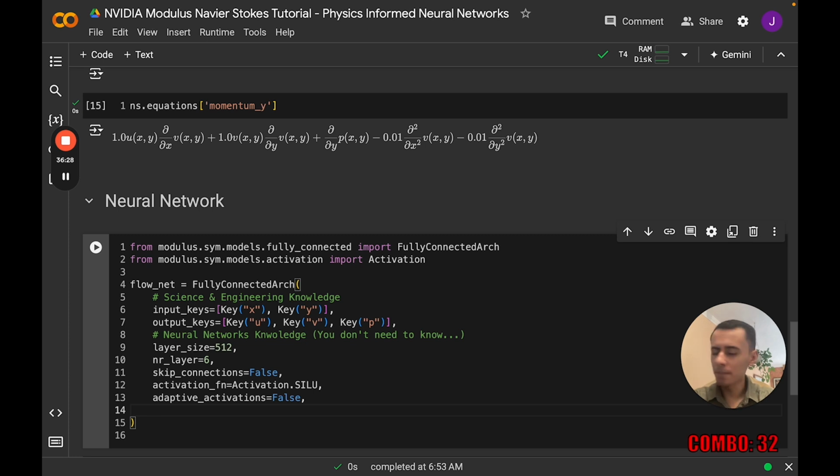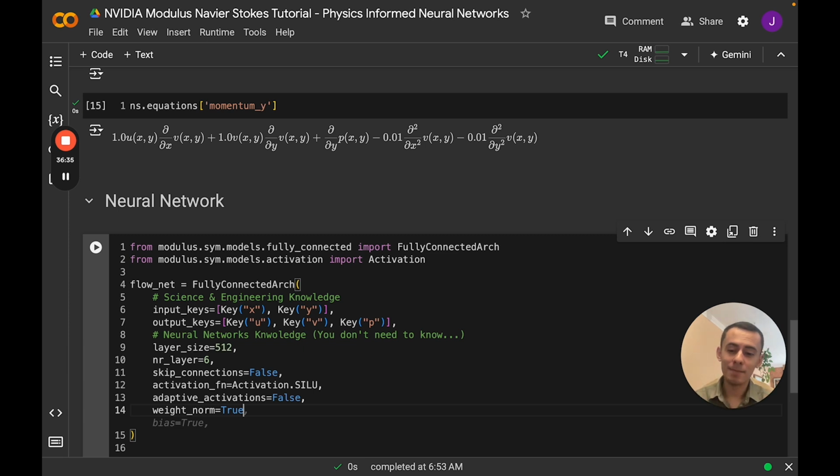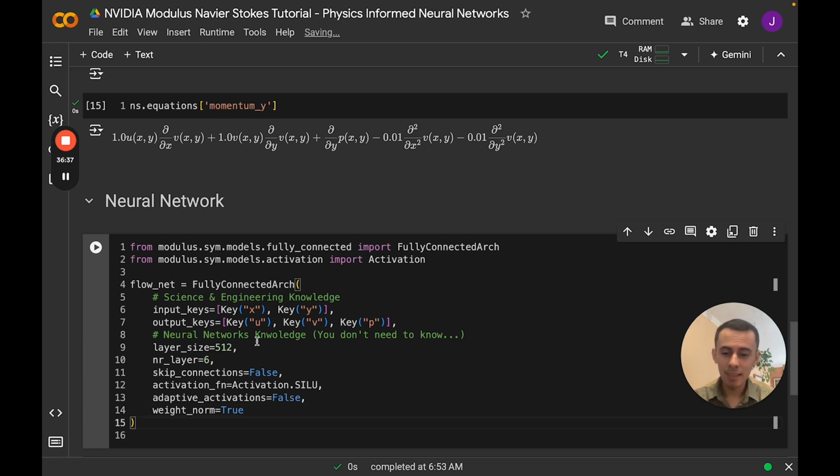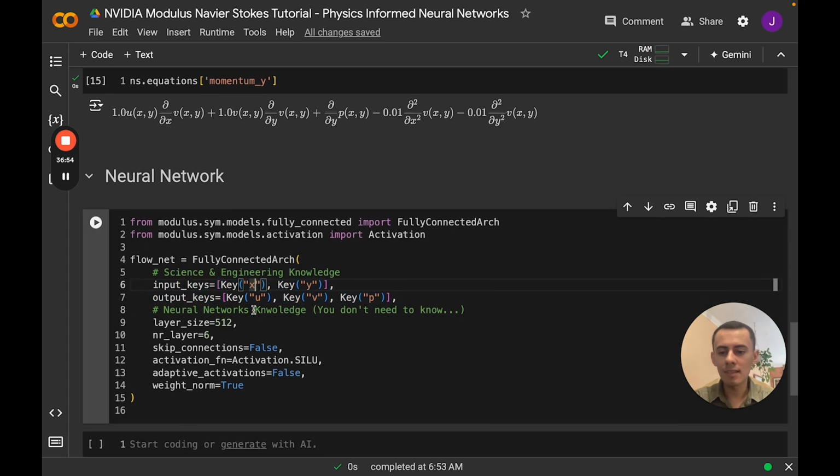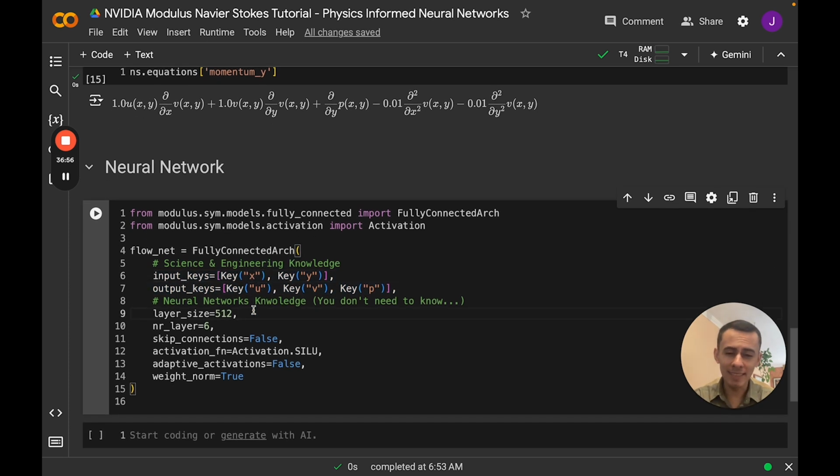You can still use NVIDIA Modulus, and weight norm true. Yep, I don't know this bit, and that's okay. I don't know everything about these parameters. I'm learning neural networks as much as you. But the beauty about the NVIDIA Modulus library is that you can define inputs and outputs. You can define the constraint. You can define the math, and you can get the simulations. You just need to understand how to leverage the library, and that's what this tutorial is about. Okay.